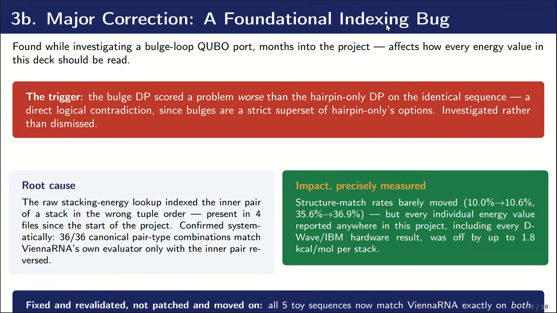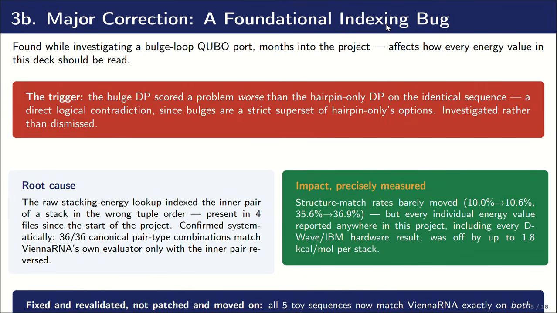Months into the project, while I was trying to extend the model to handle bulge loops, a more complex loop type, I hit something that didn't make sense. My bulge-aware model, which has strictly more options available than my simpler hairpin-only model, was scoring a structure as worse than the simpler model found for the identical sequence. That's not possible if both models are correct. A model with more options can never do worse than a model with fewer.